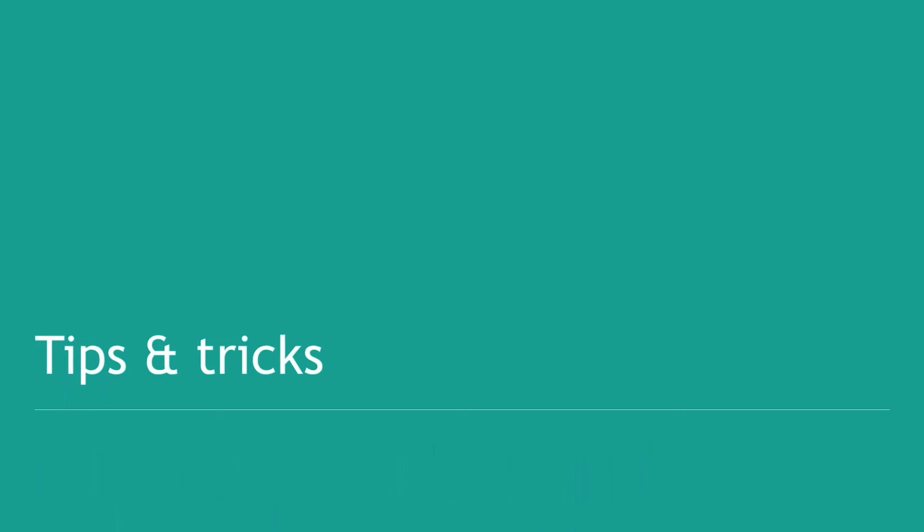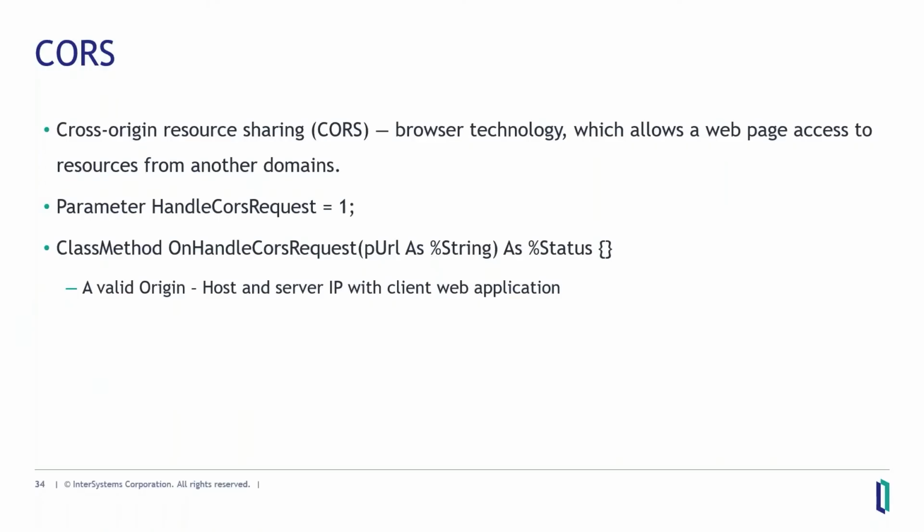So, tips and tricks. In this part, we're going to talk about various problems which we can encounter and solutions to them. First of all, cross-origin resource sharing. It's a browser technology which allows a web page to access resources from other domains. By default, your web page cannot send requests to other domains. But if you want to do that, you need to specify the CORS header.